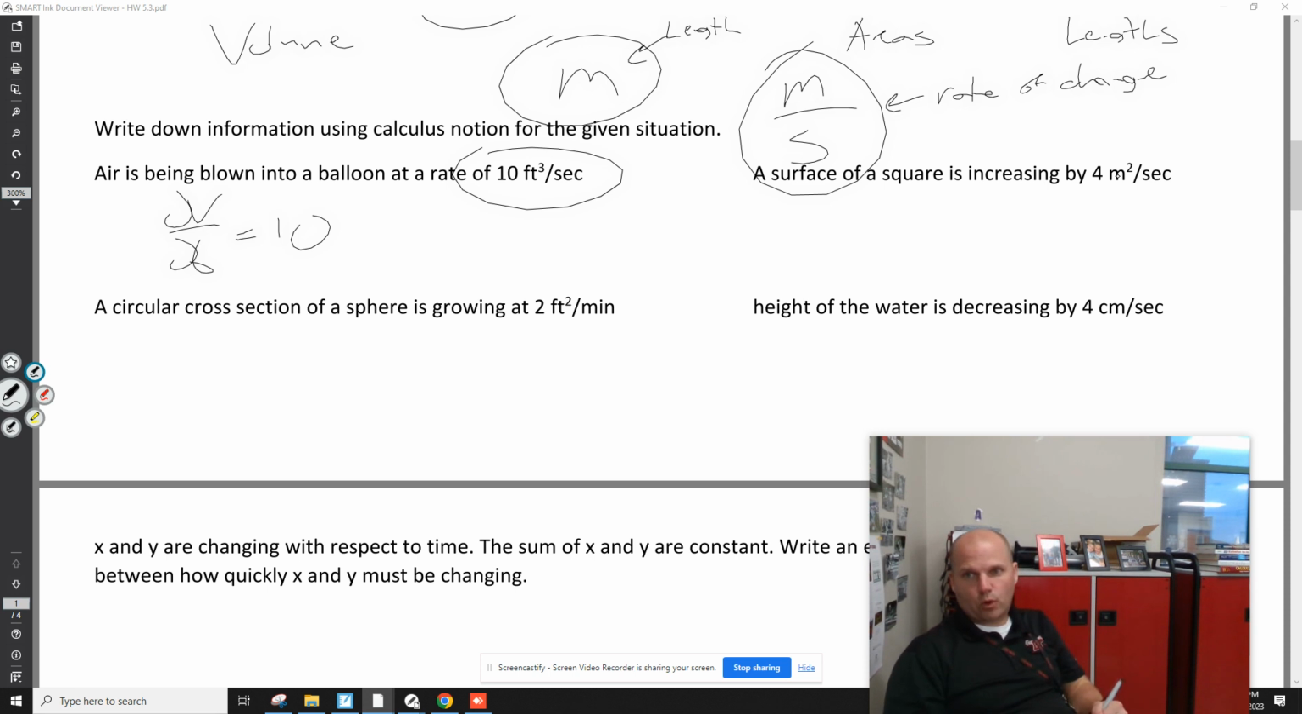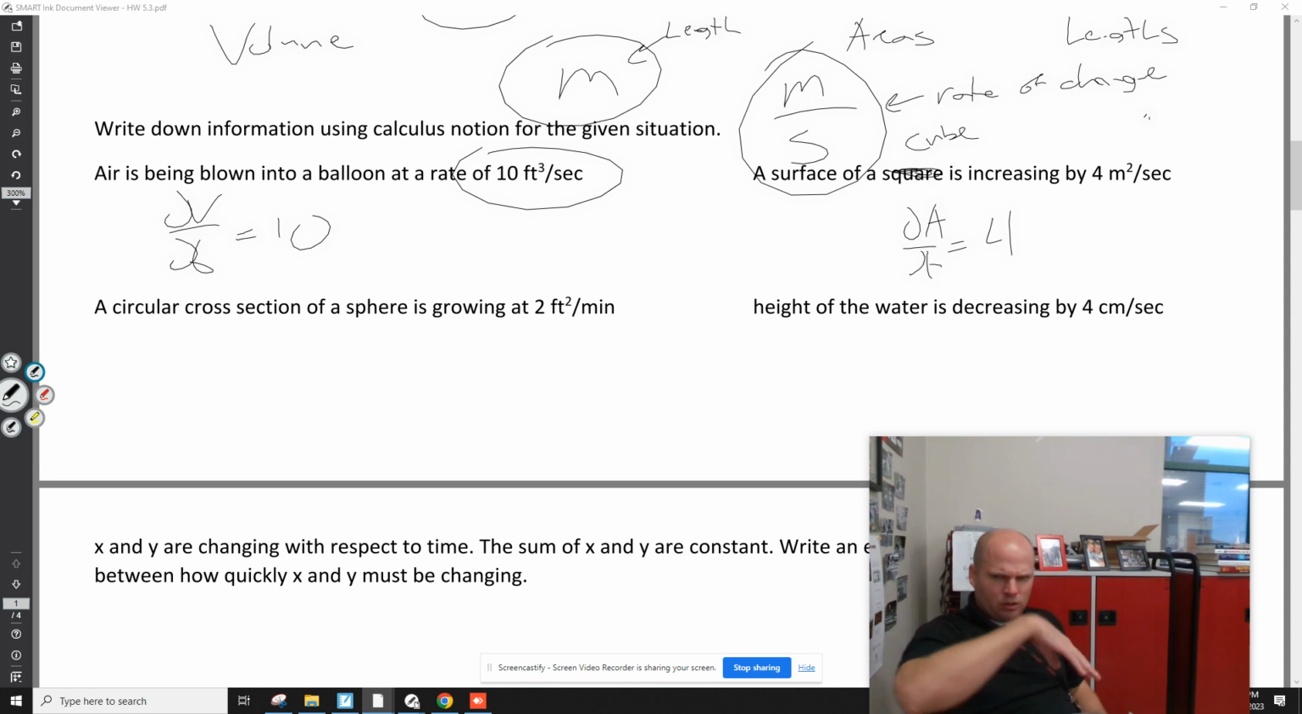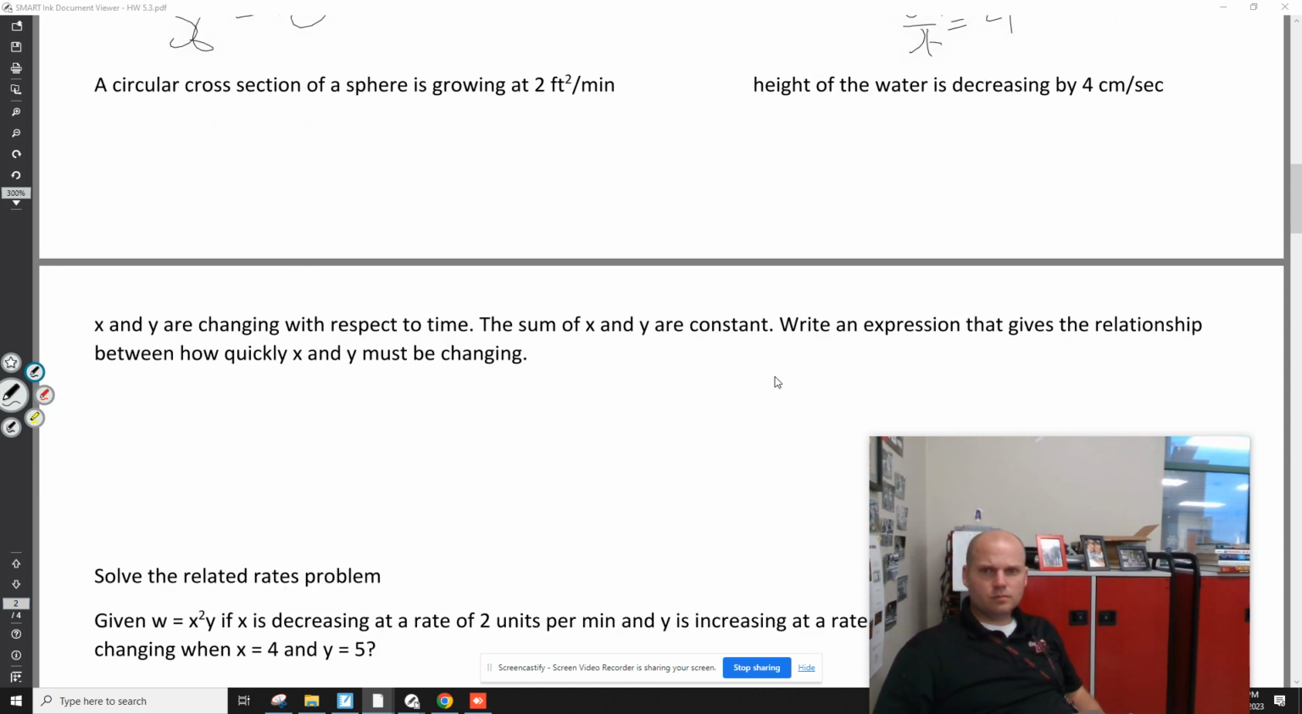Surface of a square is increasing by 4 squared meters per second. It's probably talking about the surface area because it's squared meters per second. So this is like an area and it's changing, meters squared per second. Let's call that a cube. Surface area of a cube is increased by 4 meters squared. This is an area because of the meter squared. Squared. Areas. Rate of change.